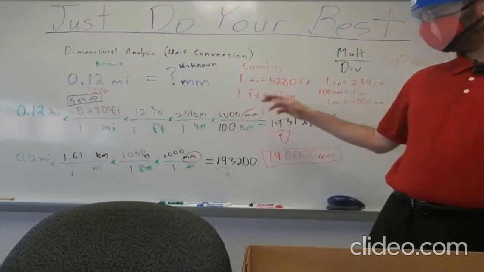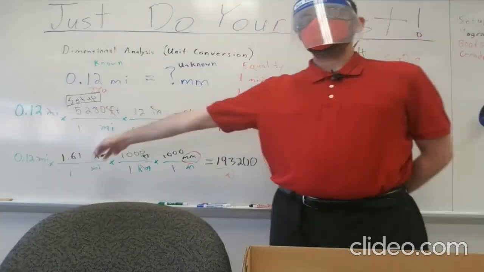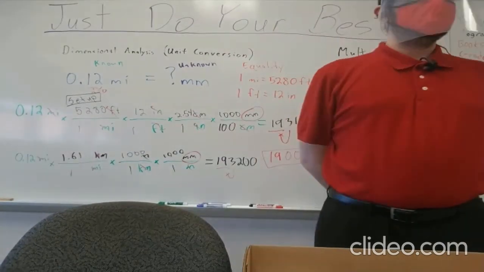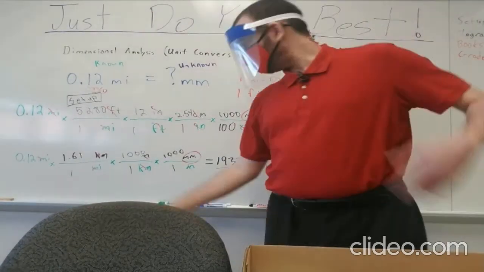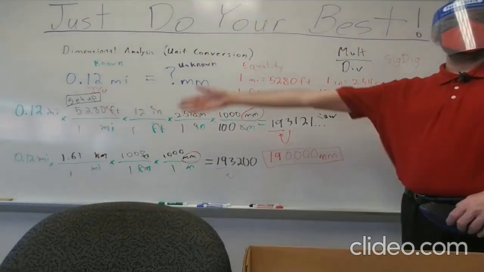Like, let's say I went from millimeters over to miles, then all these things would be flipped over. I'll have to do that for an example as well. In fact, why not? Let's do that as an example. Do you have any questions on this before I erase it?